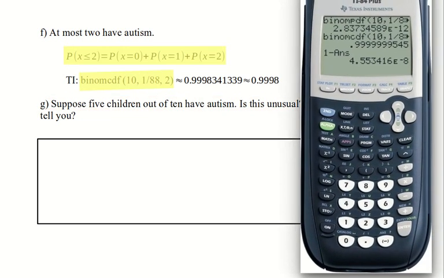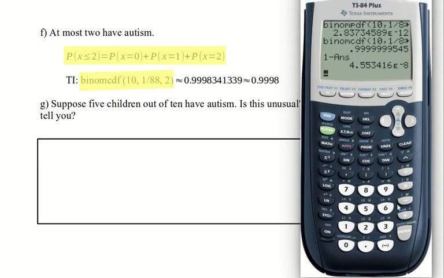So let's go and grab the cumulative distribution function. I was just using it, so I'm going to go up there. And let's change that 4 to a 2 by arrowing back over the 4, changing it to a 2. And it looks like that is exceedingly likely to happen. So in a randomly selected group of 10 children, if the background statistic is correct, we would expect 99.98% of the time to have at most 2 children with autism.